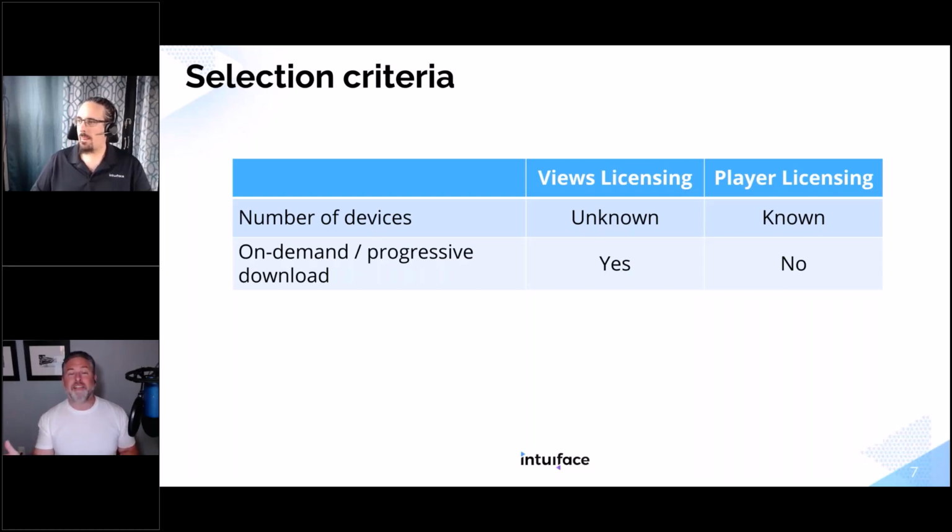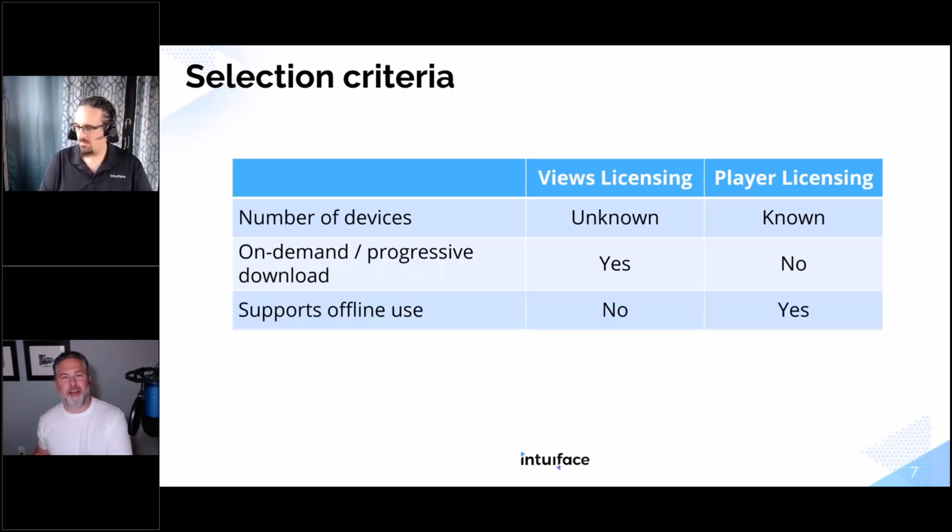So there's a very good reason for it, but be aware. If you're doing player licensing, there's going to be a big upfront, well, it depends on how much content there is and your network connection, but everything will be preemptively downloaded, whereas with views licensing, it's on demand. It's when it's needed. If it's a video, maybe it's a progressive download. So it acts more like a typical website.